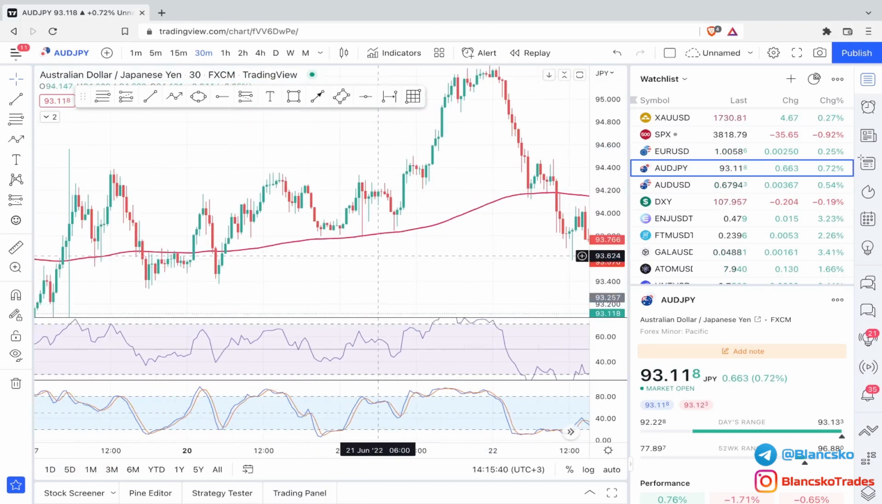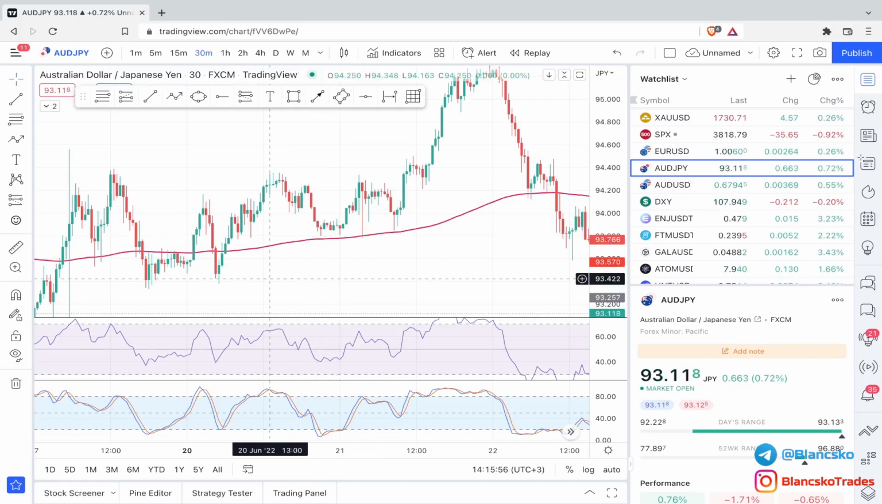This looks like a clear structure. Okay, boom, boom. But do we have a hidden bearish divergence? That's my question. It looks like it doesn't.